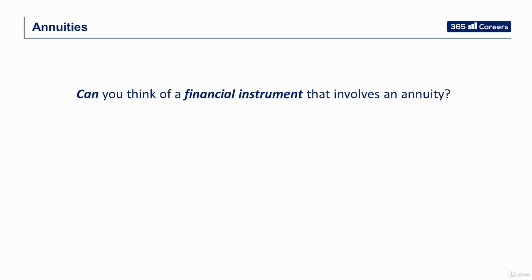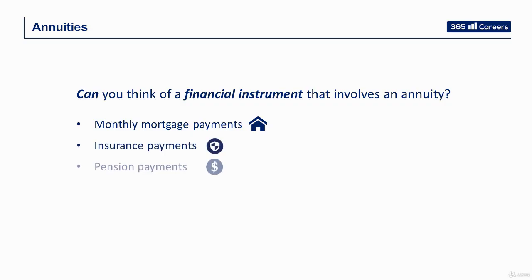Can you think of a financial product that involves an annuity? I'm sure you can. For example, monthly home mortgage payments are a type of annuity. Some insurance and pension payments are an annuity as well. Whenever payments with a constant timing and amount are made, we are talking about an annuity.